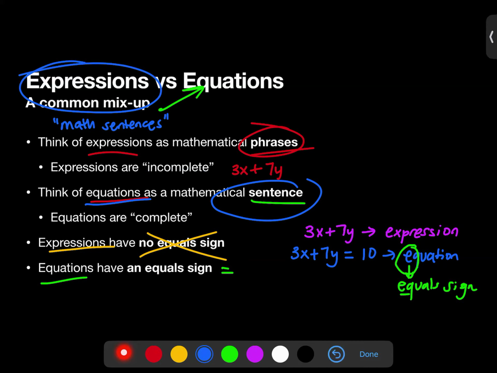So does everyone understand that so far? Expressions versus equations. Yes or no? Okay, good.